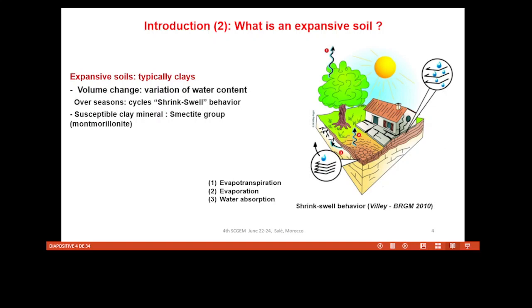So the volume change or volume variation can happen first by evapotranspiration from the trees to the air. Second, by evaporation, the water at the ground surface evaporates in the air. And third, water absorption within the ground, for example, by the roots of trees. So there are three possibilities to have this volume change.